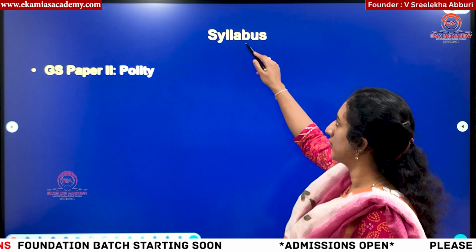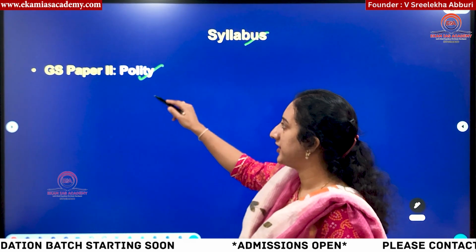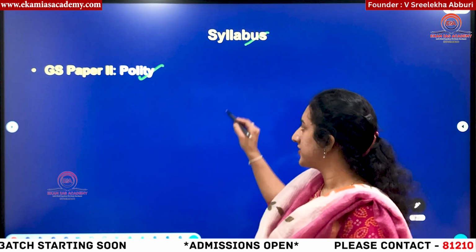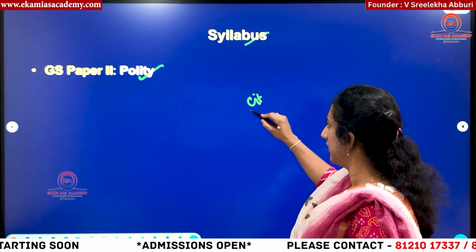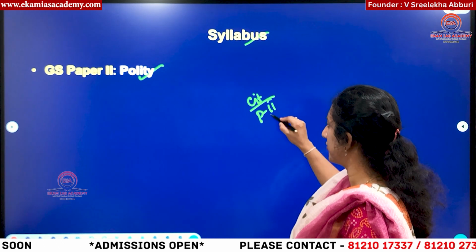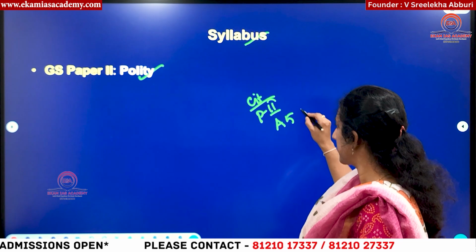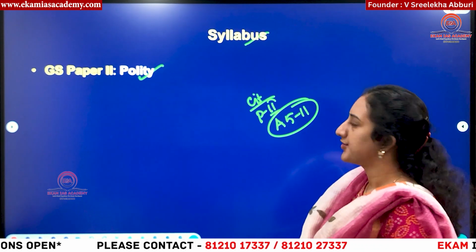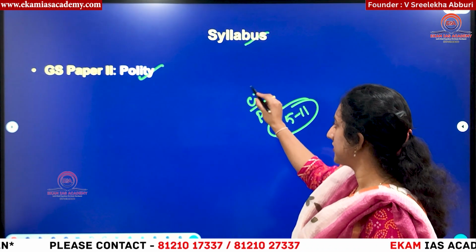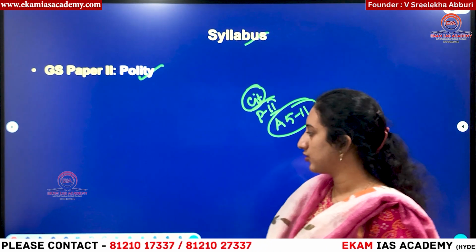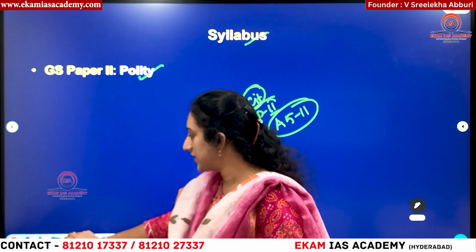Before that, we have to look into the syllabus. This forms part of polity under the Indian Constitution. Citizenship forms part of Part 2 of the Indian Constitution. What are the articles related to citizenship? Articles 5 to 11 of the Indian Constitution. These articles and this part specifically deal with citizenship. So it is part of GS paper 2.